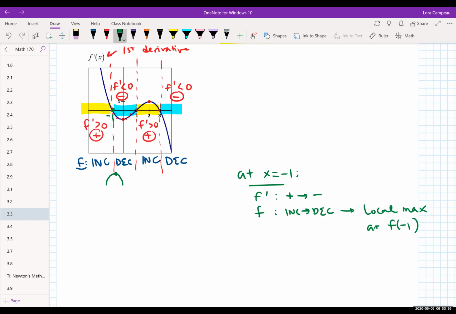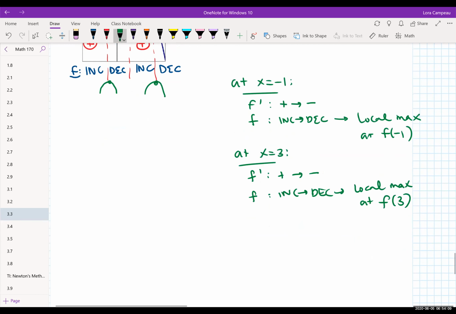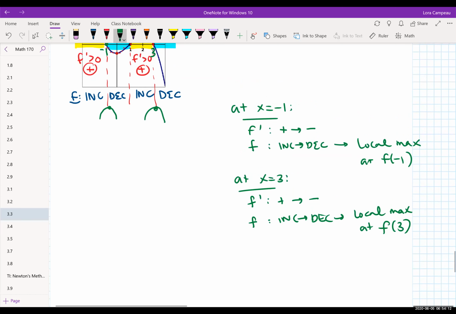Now, don't we have another place where it's going from increasing to decreasing as well? Yeah, over here. What's that x value? x equals 3. So same story. If you want to justify this, your first derivative goes from positive to negative. So that gives us information about the function going from increasing to decreasing. So then that finally tells you you have a local max at the function evaluated at 3.